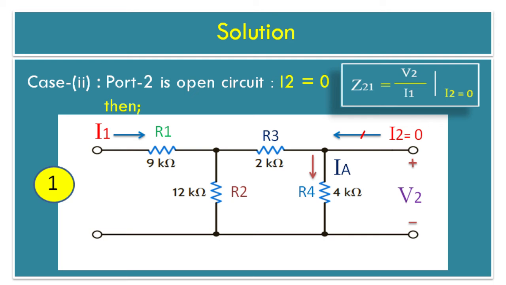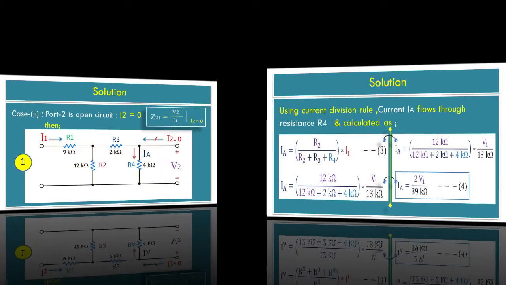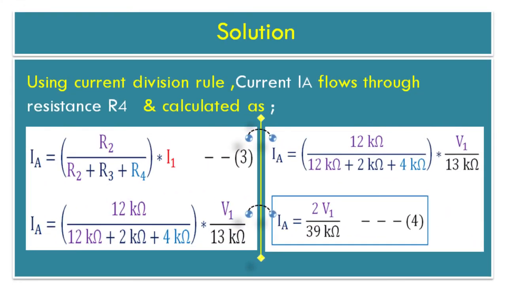I2 is equal to 0 at port 2, means obtain current IA in terms of current I1 and then find voltage V2 across resistance R4. Using current division rule, we are finding current IA which is flowing through resistance R4 as current IA is equal to resistance R2 divided by R2 plus R3 plus R4 into current I1, which is represented by equation 3.